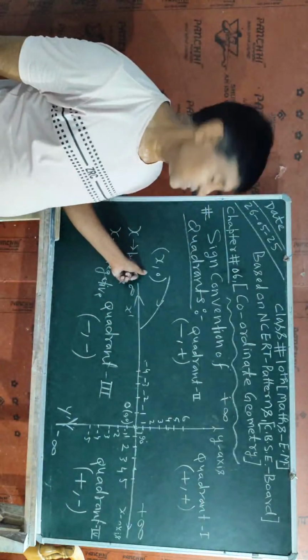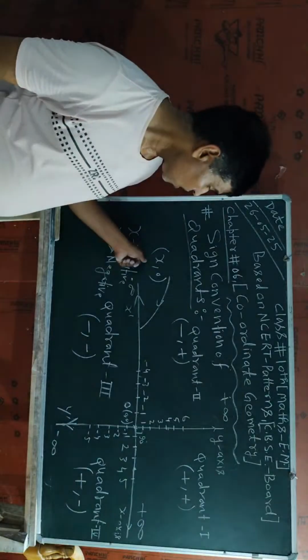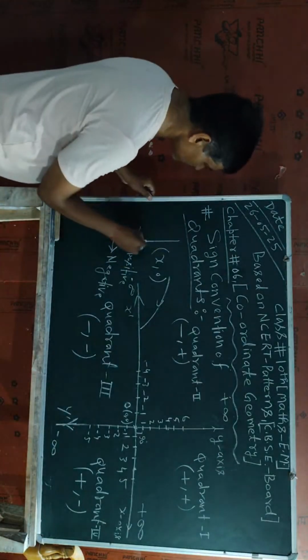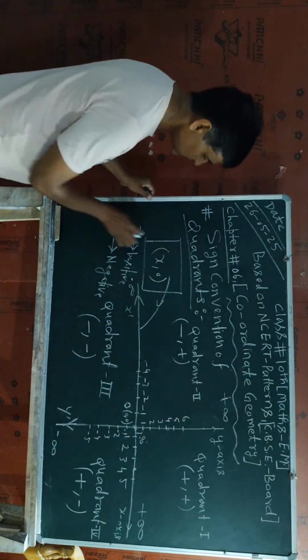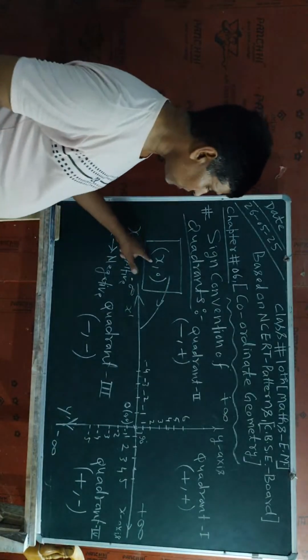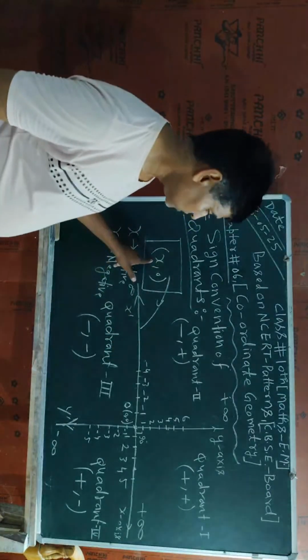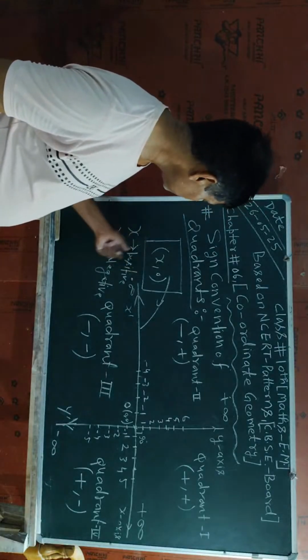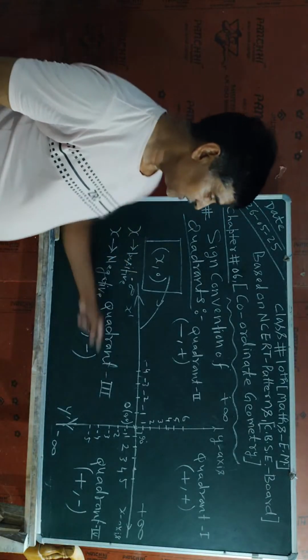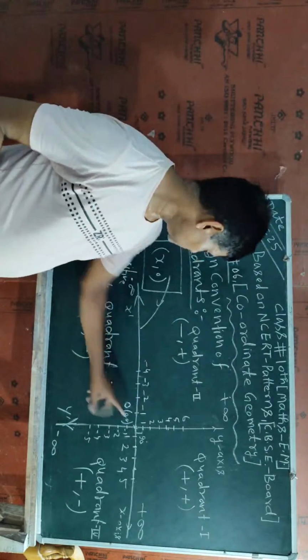Each and every student has to remember this information. On the x-axis, the student has to remember this information. It is very important information. On the x-axis, the x coordinate value can be positive or negative. On the origin, its value will be 0.